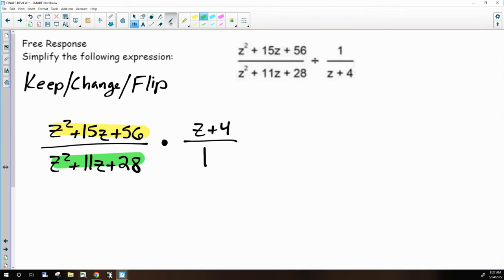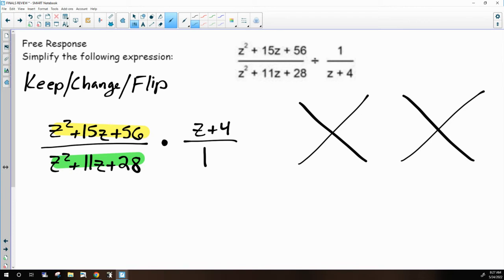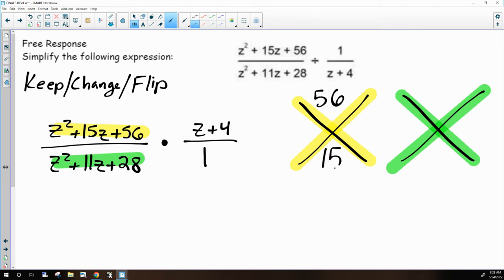So off to the side, I'm going to draw my 2 X methods. First one, second one. This first one, I'll highlight yellow. This is our yellow X method. The second one will be our green X method. So, what goes in the top of our yellow? A times C is 56. In the bottom, we have our B value, which is 15.